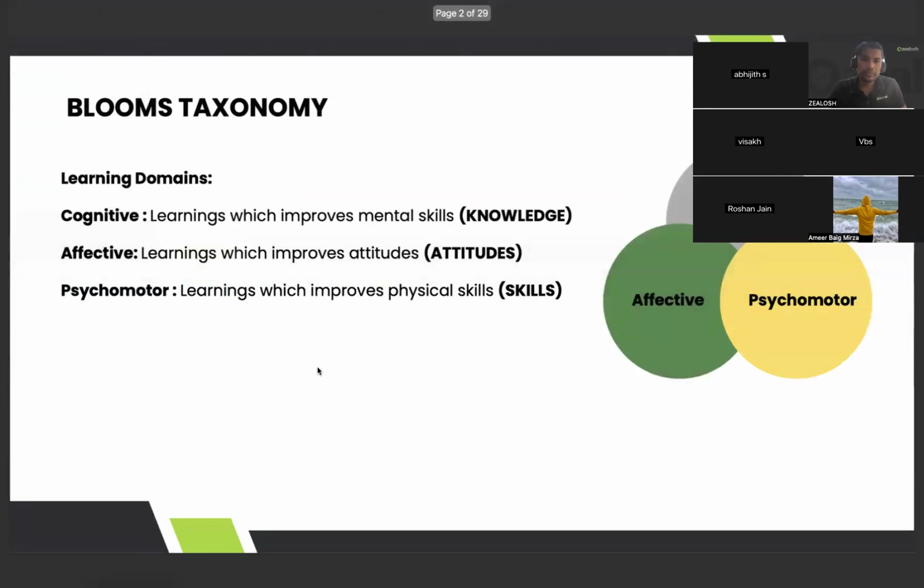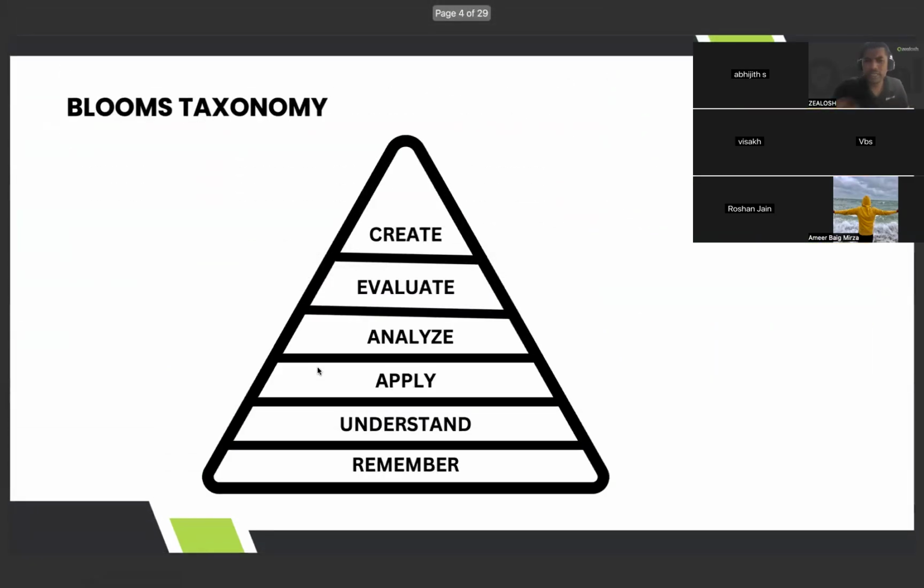So if you see here, this is Bloom's taxonomy, right? Remember, understand, apply, analyze, evaluate, create. So each level, or each topic, at what level you should know, that is actually what they are going to explain, or have given through Bloom's taxonomy.